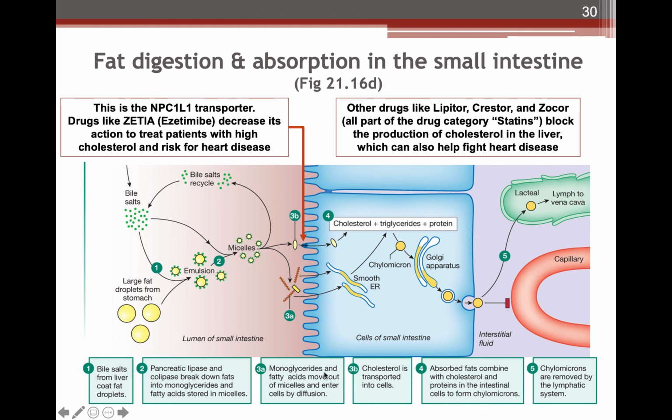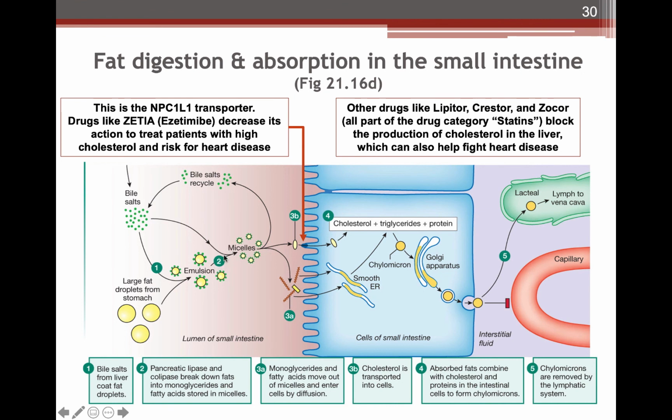Some nice bullet points down here from our textbook. But the idea, we start off with large fat droplets that have come from the stomach. They have not been digested hardly at all because they are very, very nonpolar. They don't mix well with the aqueous solutions of the mouth and the stomach. And so here we've got bile coming from the gallbladder, now released into the small intestine. It will emulsify these huge fat droplets and make them into smaller globules. And now they can actually dissolve in the aqueous environment here in the lumen of the small intestine.